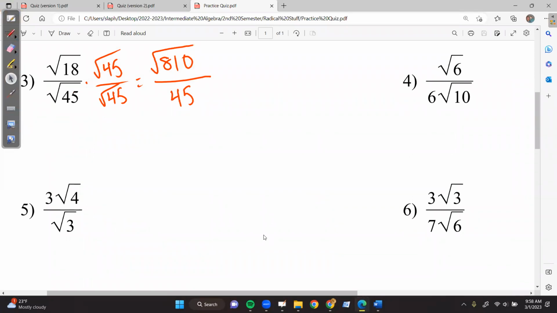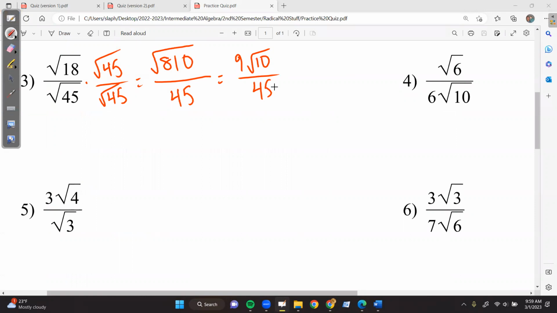So on top, you guys figured out that 810 can be a bit of an intimidating number, but it does kind of call out to you. And it's like, do you see me? I'm 81 times 10, like it's just screaming at you. So the top becomes root 81 root 10, which is just 9 root 10.